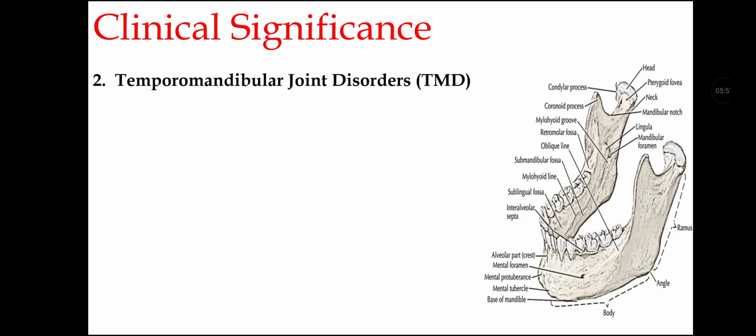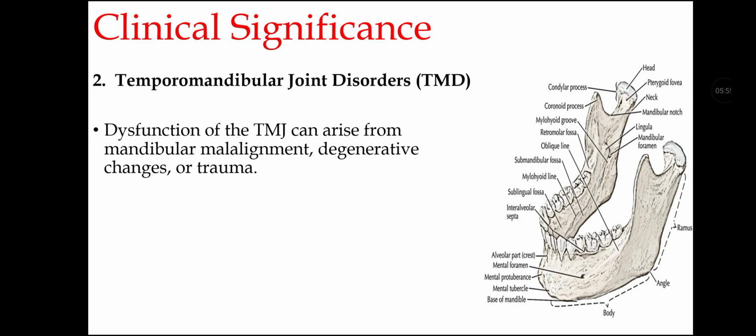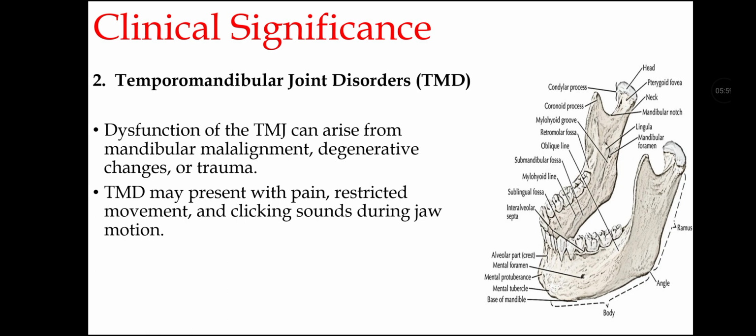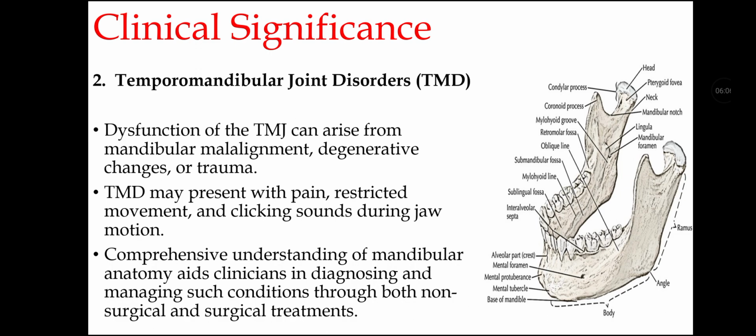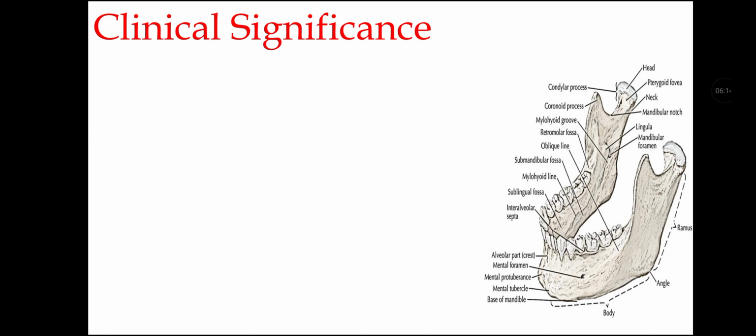Further discussing clinical significance, it has temporomandibular joint disorders, that are dysfunctions of the TMJ that can arise from mandibular malalignment, degenerative changes, or trauma. TMJ disorders may present with pain, restricted movement, and a clicking sound during jaw motion. Comprehensive understanding of mandibular anatomy aids the clinician in diagnosing and managing such conditions through both non-surgical and surgical treatments.